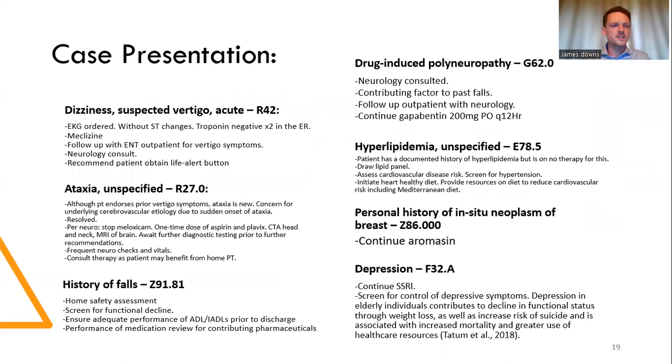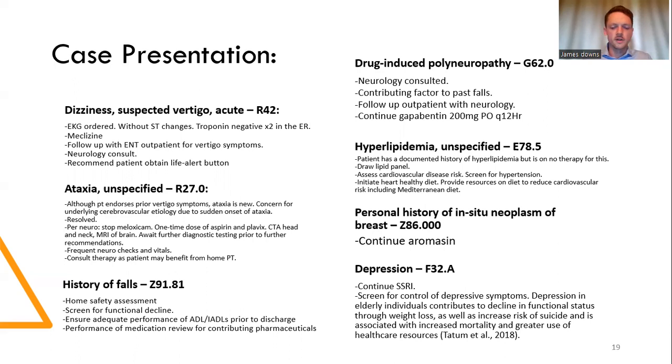So what's the plan for this patient? The dizziness and suspected vertigo in the ER. She had an EKG. There's no ST changes. No cardiac abnormalities. And the EKG and troponin were negative, so they ruled out a cardiac issue there. She was on meclizine, or Antivert, for the vertigo. There's plans for her to follow with ENT outpatient for the vertigo symptoms, and then neurology was consulted on her, which was mostly for the ataxia and ruling out cerebrovascular problems here.